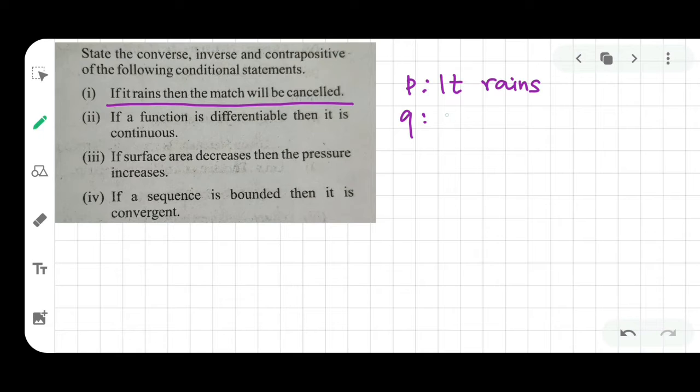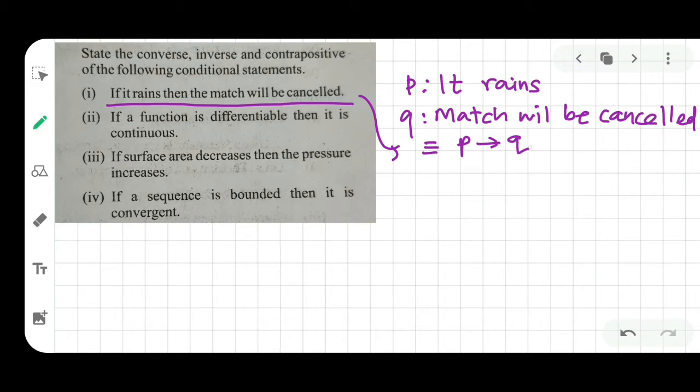And what is Q? The match is cancelled, or the match will be cancelled. Okay, so these are the two statements we have. Now, what is the given statement? The symbolic form of the given statement is P implies Q. So now we want to write the converse. Converse is Q implies P. Right? How does it read in words?